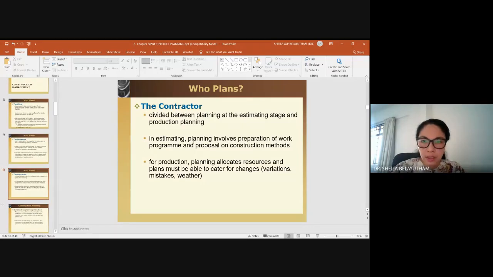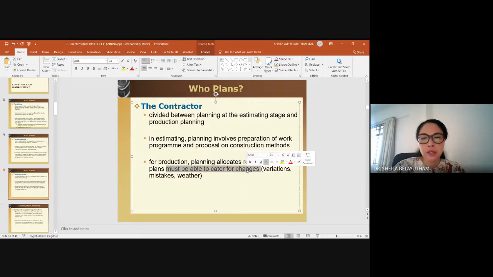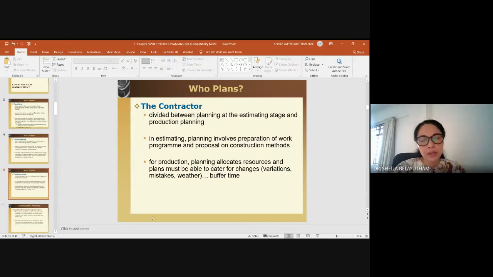Okay, so in estimating, planning basically involves preparation of the work program and also the proposal. And for production, it involves planning allocation of resources. Your plan must be able to cater for changes. So if there are any variations or any mistakes, this is what we call buffer time. We have a time in case something happens, but your buffer time should not be too long. So in case something happens, you still can fall back on your original time frame, which means it will be a more optimistic time frame basically.